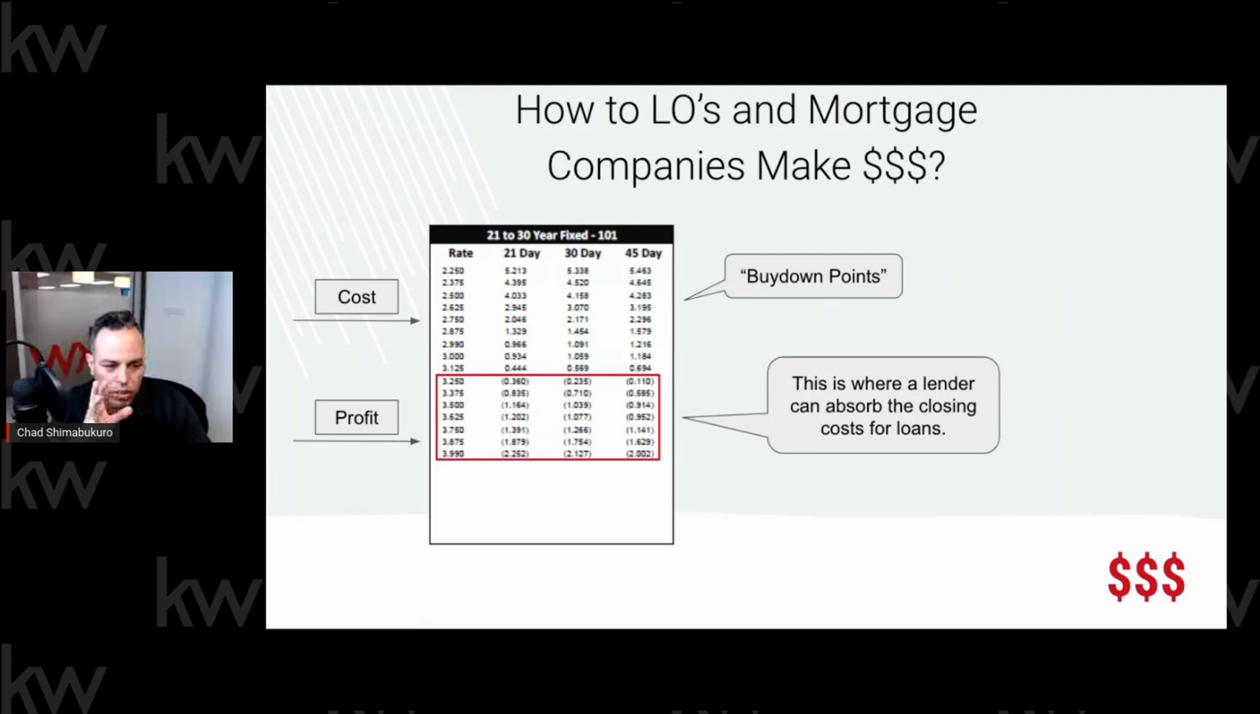For instance, like I mentioned before, the 2.25% interest rate on a 21-day lock. It says right next to it 5.213. That 5.213 is a cost. So in order to get that rate, because that rate is not available on the open market, one would have to pay 5.213. So who's that person that would pay for that? Could be the buyer, could be the loan officer, could be the agent, could be the seller, depending if you negotiate that in. So that's all a matter of negotiation.